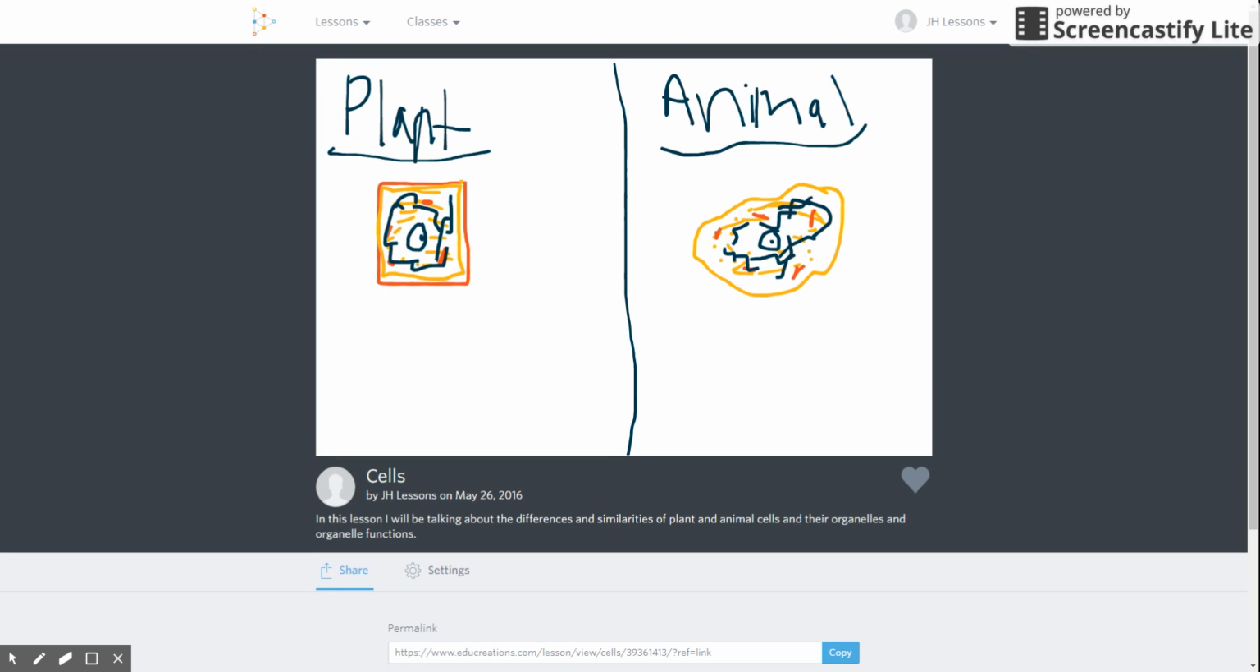Then there is the vacuole. Plants have one big vacuole, while animals have multiple smaller ones. The vacuole is a temporary storage for water and other substances.